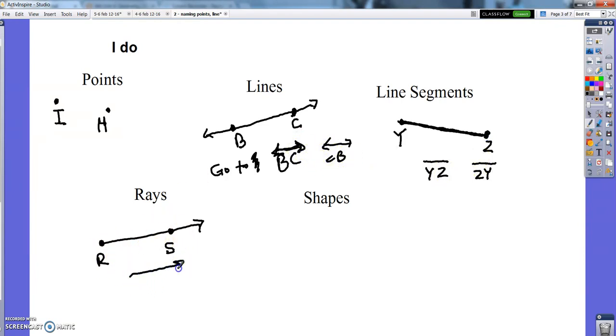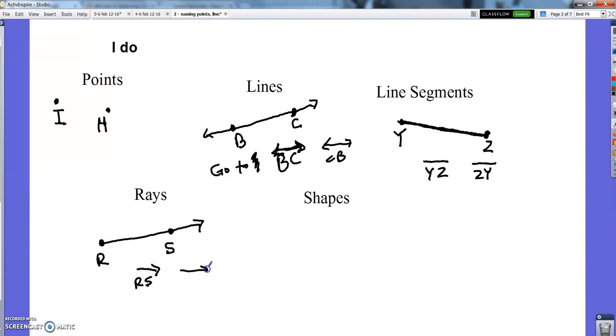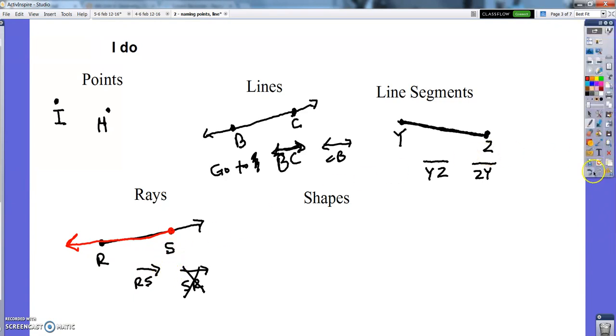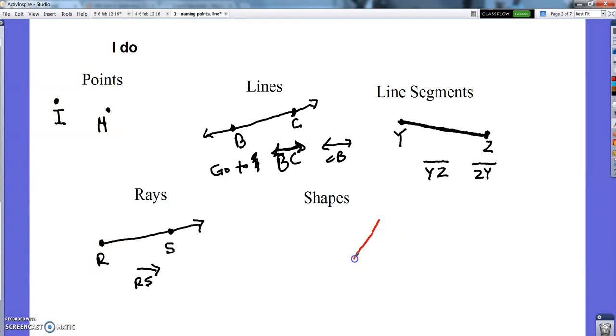I can only call this ray RS, because it shows that the R is at the side that ends and the S is on the side that keeps going. I can't call this ray SR. Ray SR would have to start at S and go through R, like that. That would be ray SR. So with rays, the order that you put the letters does matter. Okay? And then shapes. If I have a triangle, I'm going to name the three points that make that triangle.